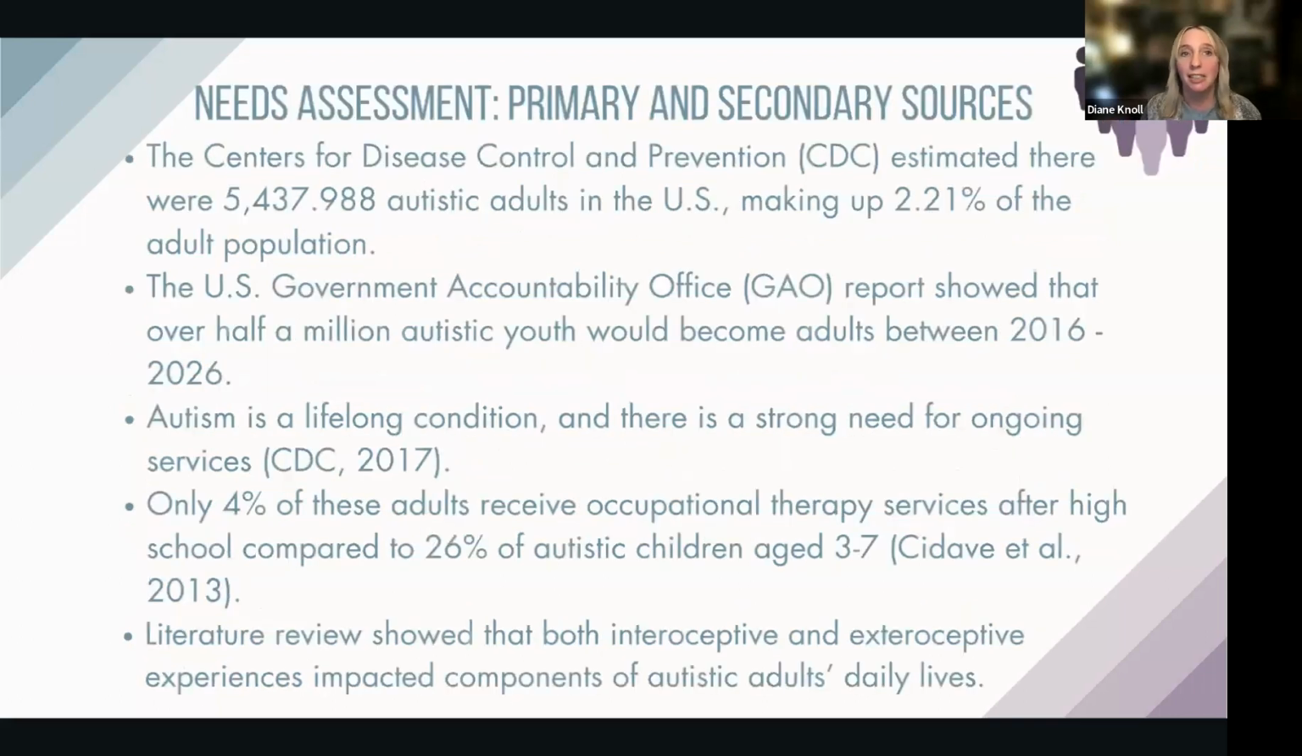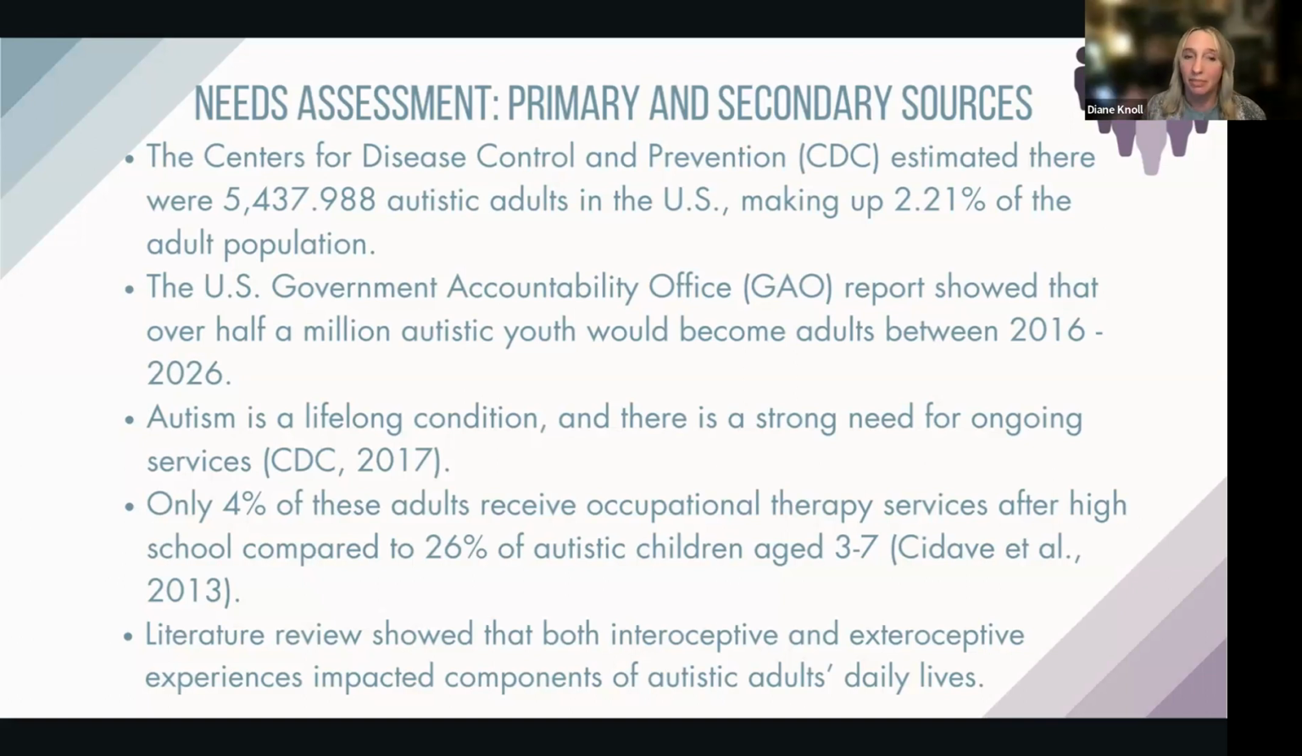So from there, I did a needs assessment, and this is some of what I found from my primary and secondary sources. The CDC estimated there are about 5,438 autistic adults in the US, making up 2.21% of the adult population. The Government Accountability Office report showed that over 500,000 autistic youth would become adults between 2016 and 2026. And autism is a lifelong condition. So the CDC again said there's a strong need for ongoing services.